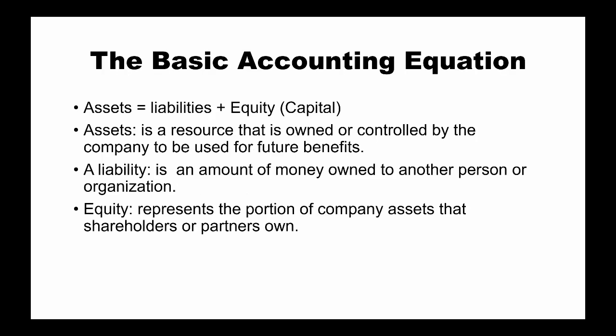Then, what are the basic accounting equations? The basic accounting equation involves assets, which is equal to liability plus equity, or the capital. Assets are resources owned or controlled by the company to be used for future benefits. On the other hand, a liability is an amount of money owed to another person or organization. Equity represents the portion of a company's assets that shareholders or partners own.